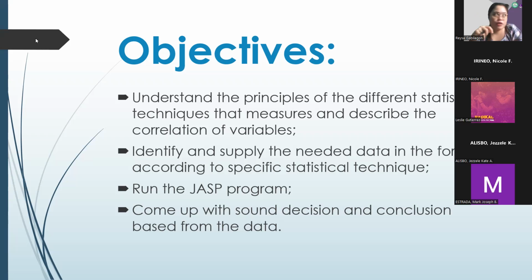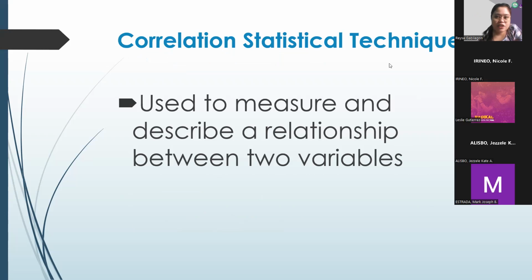Now, you also have to identify and supply the needed data in the formula according to the specific statistical technique. We will also run the JAS program and come up with a sound decision and conclusion based on the given data. So when you say correlation statistical techniques, we are measuring and describing the relationship between two variables. So take note of that. We have two variables that we will get, and we will measure whether they have a relationship or not.